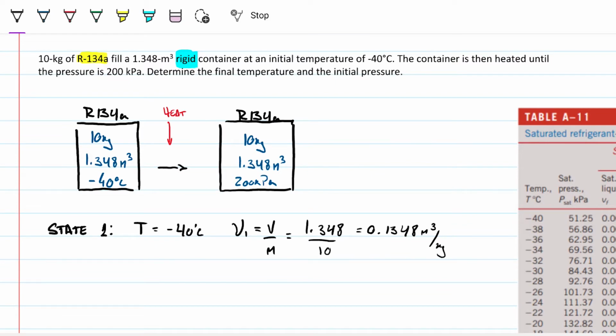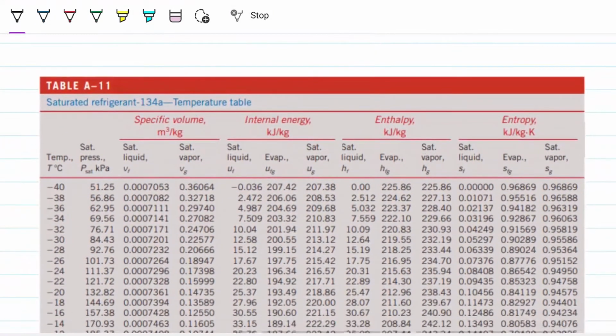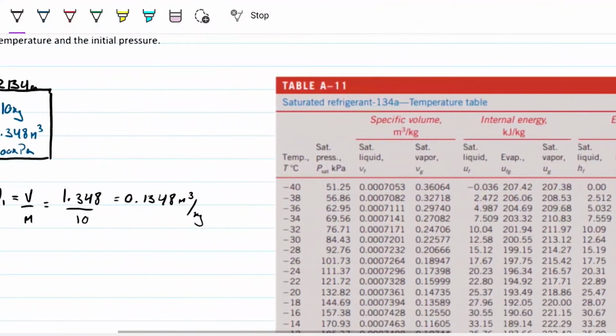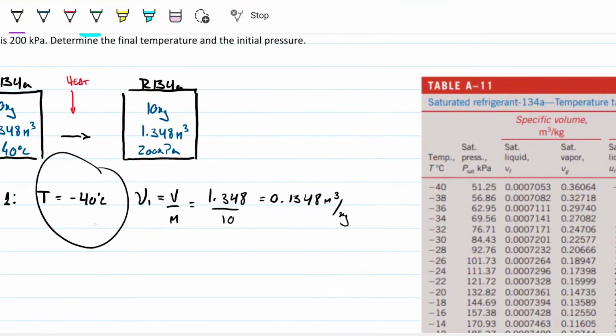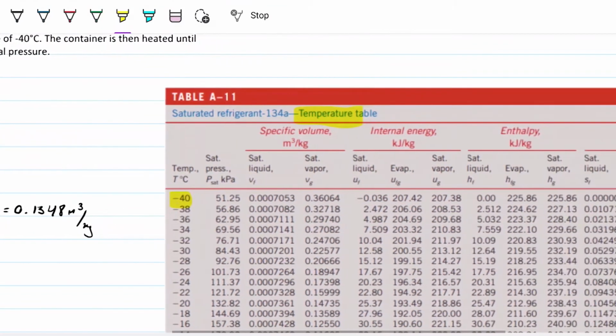Okay, how to do that? Well, I go to my property tables, and I have all the property tables here. I'm going to leave the PDF of this for you in the link in the description. All right, so I'm looking for minus 40, and that's quite easy because I'm looking at the temperature table. So I'll go to minus 40 degrees here.